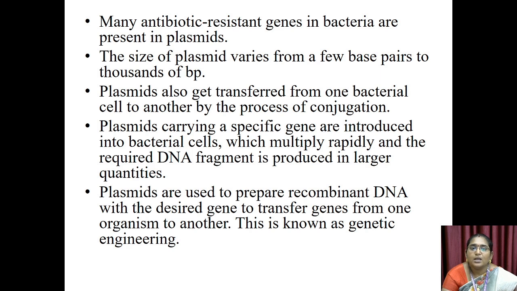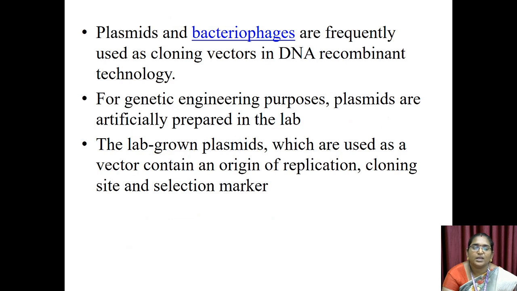Plasmids also get transferred from one bacterial cell to another by the process of conjugation. Plasmids carrying a specific gene are introduced into bacterial cells which multiply rapidly, and the required DNA fragment is produced in larger quantities. Plasmids are used to prepare recombinant DNA with the desired gene to transfer genes from one organism to another. This is known as genetic engineering.